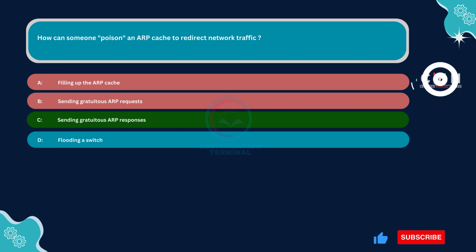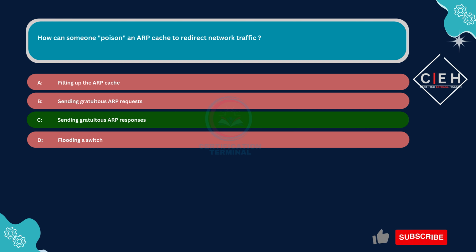Option B, sending gratuitous ARP requests, is incorrect. Gratuitous ARP requests are typically used for legitimate purposes, such as verifying if an IP address is already in use on the network. While sending excessive gratuitous ARP requests could potentially disrupt network operations, it is not a method for redirecting network traffic. Option D, flooding a switch, is incorrect.